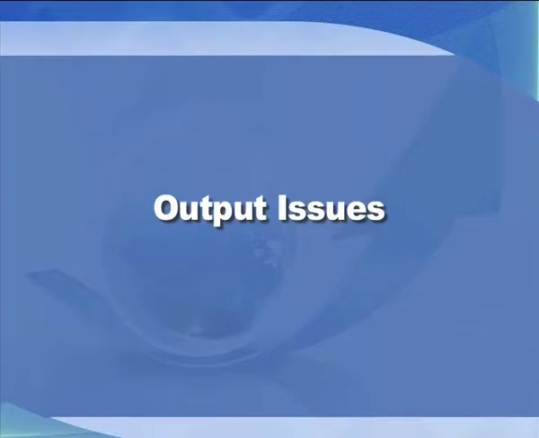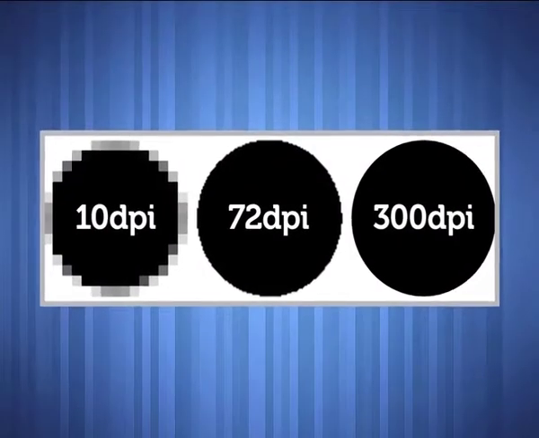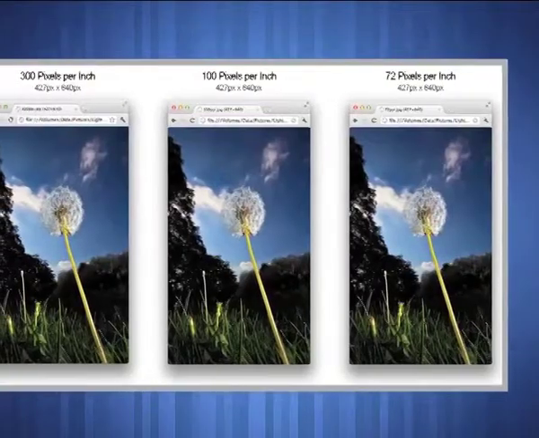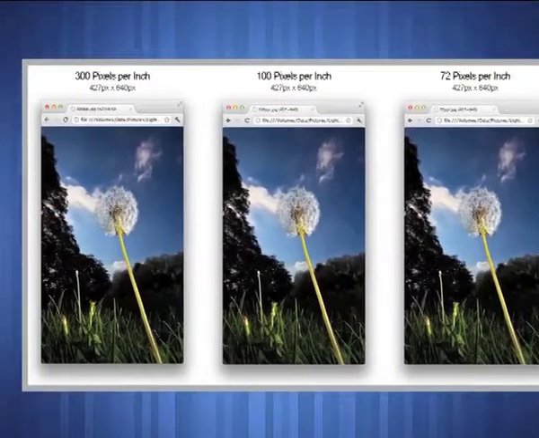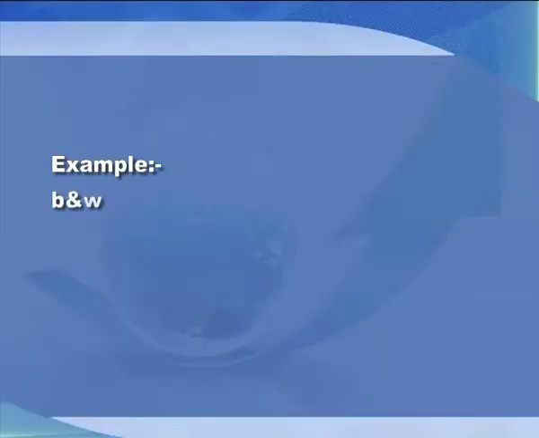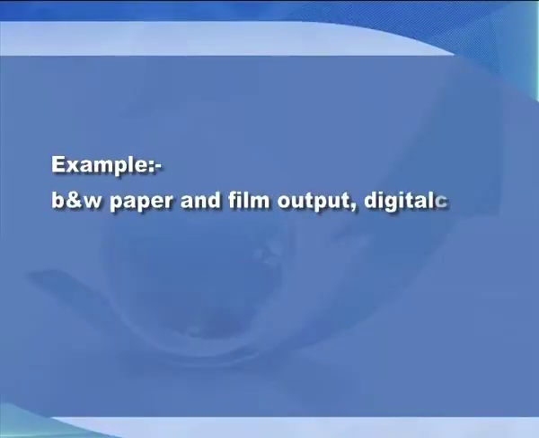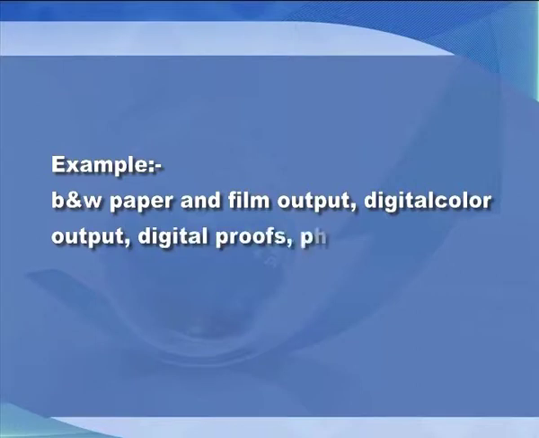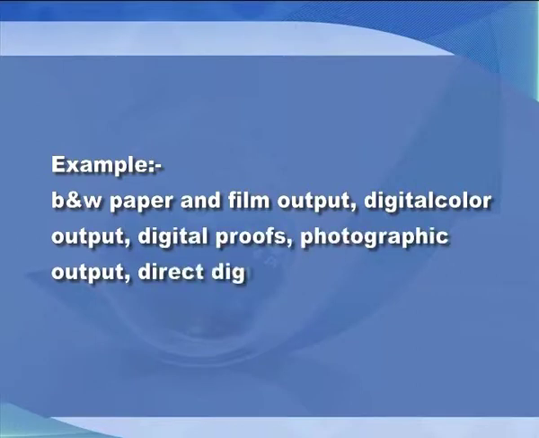Output issues. The resolution of outputs is measured in DPI, dots per inch. The more dots per inch, the higher the quality of the printed image. Work we produce digitally can be output in a large number of ways, from low resolution 72 DPI to very high resolution 3600 DPI, print or photographic methods. For example, black and white paper and film output, digital color output, digital proofs, photographic output, direct digital output, etc.